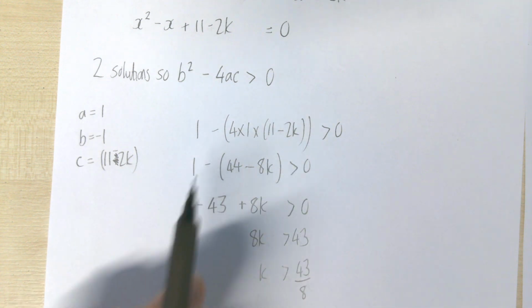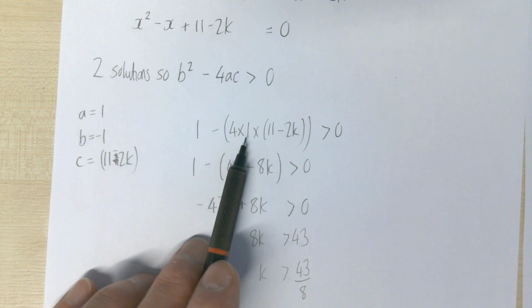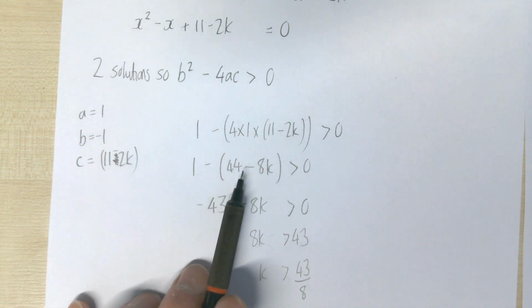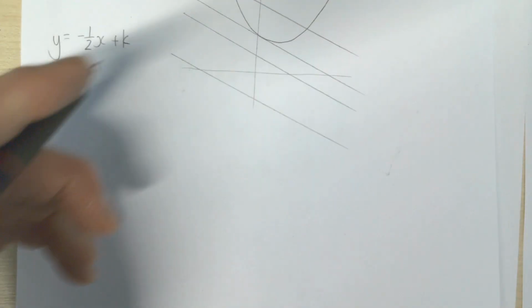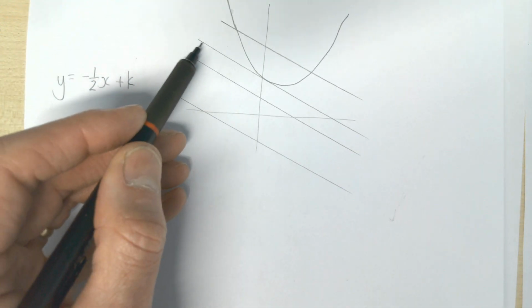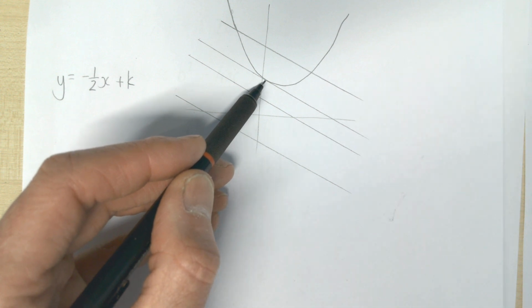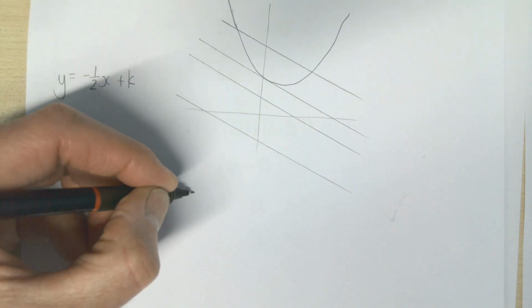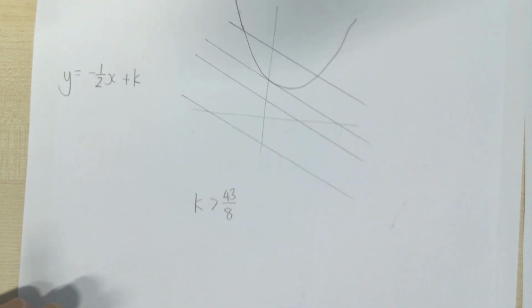So I work out what b squared minus 4ac is. Minus 1 squared is 1, minus 4 times a times c, making sure I know I've got minus minus, and that tells me that k has got to be greater than 43 over 8, so it's 5 and a bit. So what that shows me is that when we've got the line meeting the curve once, k must be equal to 43 over 8. So I now know that k's got to be bigger than 43 over 8.